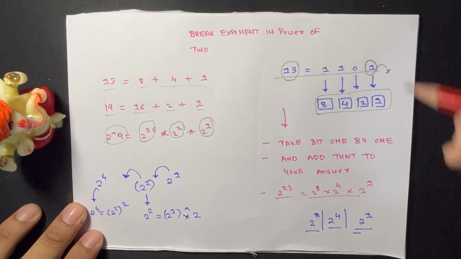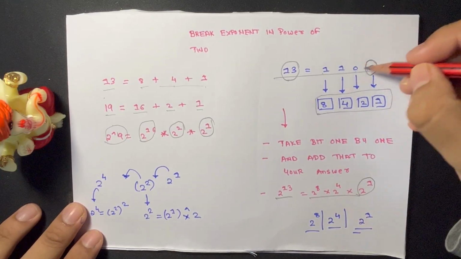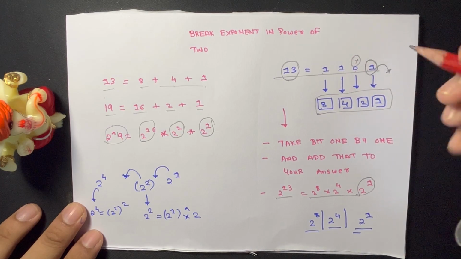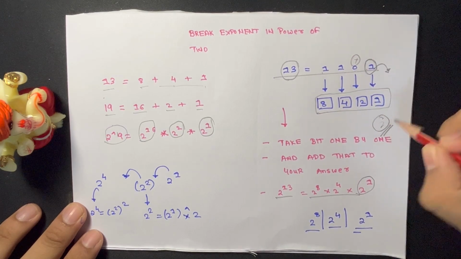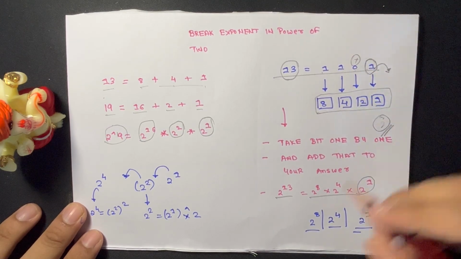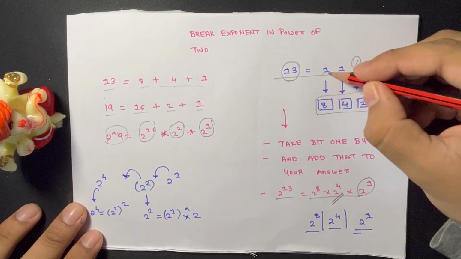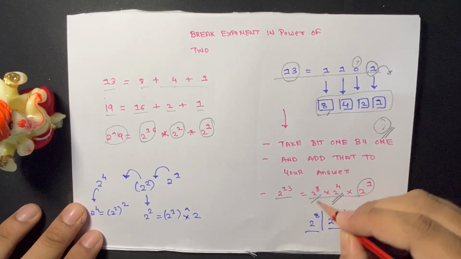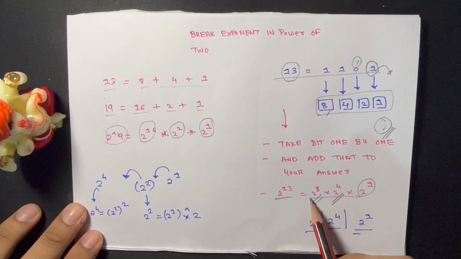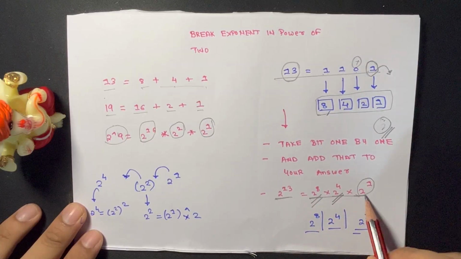This bit is set, so we can add 2 to the power 1 here. This bit is not set, so we don't need it. So 2 to the power 2 will not be of any use. This bit is set, the 4 is set, so we add 2 to the power of 4. This bit is set, the 8 is set, so we add 2 to the power 8. Now the final answer will be 2 to the power 8 into 2 to the power of 4 into 2 to the power of 1.